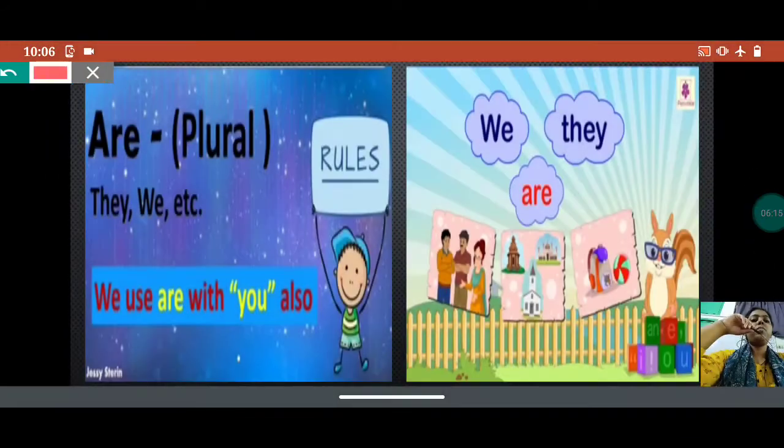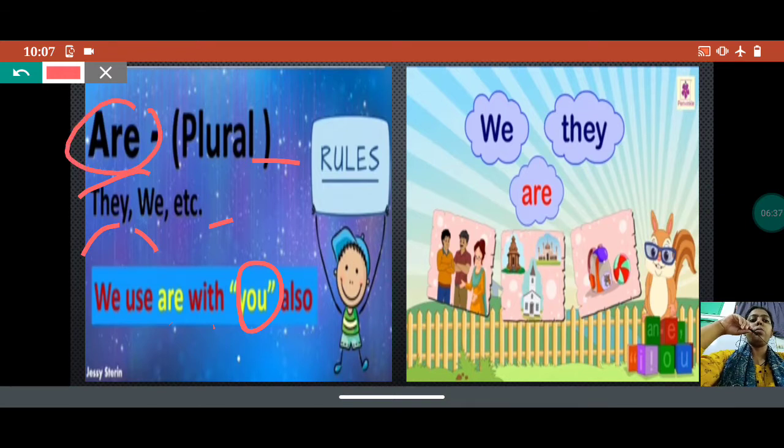Next, when do we use plural are? Are is used for plural nouns, all those nouns which talk about more than one person, place, animal or thing. For example, they, we, etc. We use are with you also. Okay, so where do we use are?